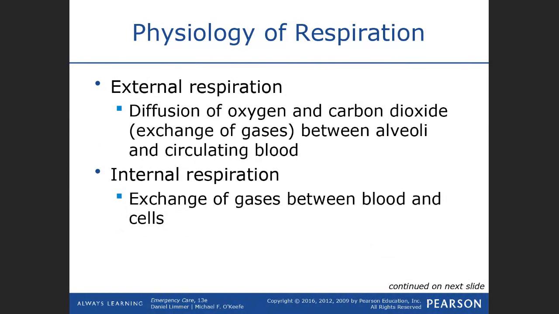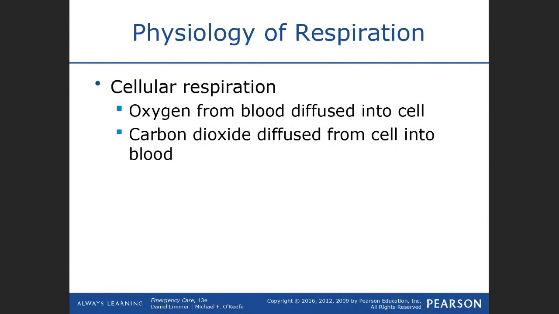Right, now, external respiration, diffusion of oxygen and carbon dioxide, exchange of gases between the alveoli and the circulating blood. External respiration is also known as pulmonary respiration. You have internal respiration, which is the exchange of gases between the blood and the cells. And that is also known as cellular respiration. Cellular respiration, oxygen from blood diffuses into the cell, carbon dioxide diffuses from cell into the blood.